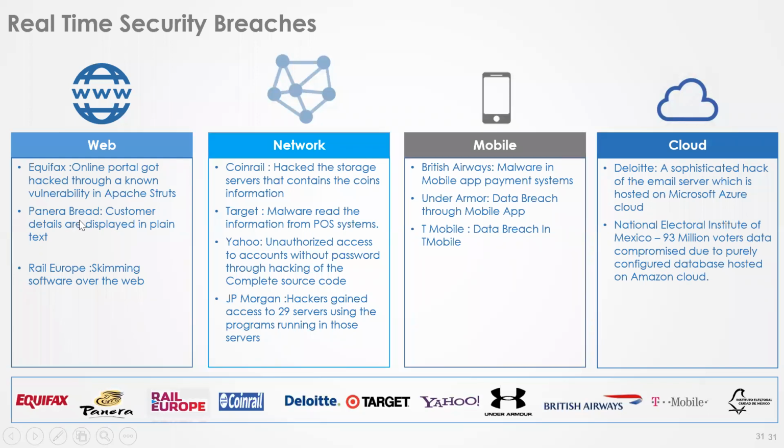Panera Bread, we are able to see the details in plain text. Rail Europe, again, this is a ticket booking app in Europe. The attackers injected skimming software in the web so that they are able to get all the details of the customers. There are some more security compromises, but targeting the network. We discussed Target, right? Malware read the information from POS systems. So there is malware within the network. It was reading all the data from the POS systems. That is with respect to the Target stores.